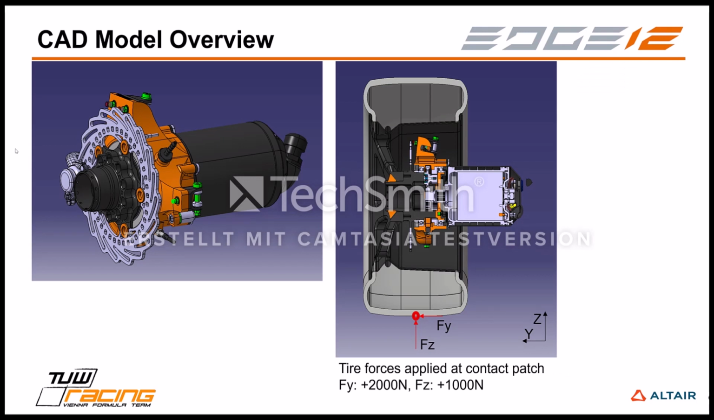Here's a quick overview of our CAD model. On the left, you can see the motor with our upright and the wheel hub attached to it. On the right, you can see a cross-section of our assembly, including the contact patch center point, which is here, at which we are going to apply the loads in the Y and the Z direction. Keep in mind that we are not going to simulate the tire and the rim itself, because that would increase simulation complexity a lot. And we are only going to use the rigid connection from the center point to the wheel hub itself.